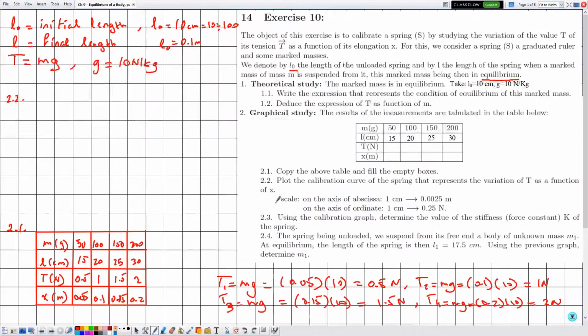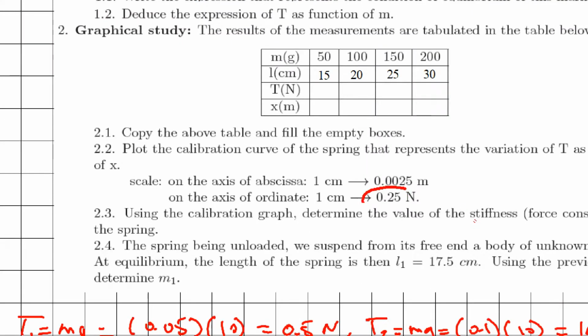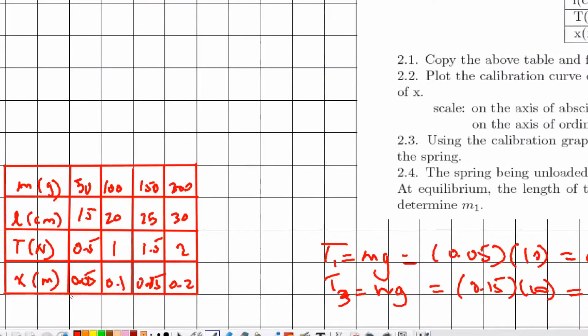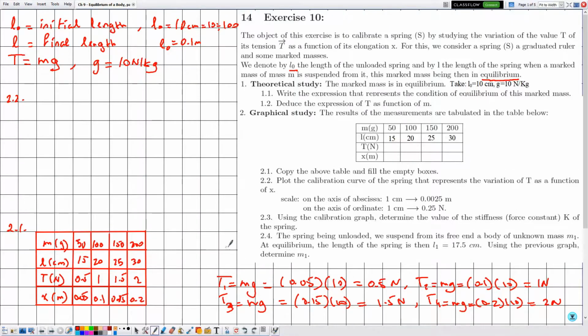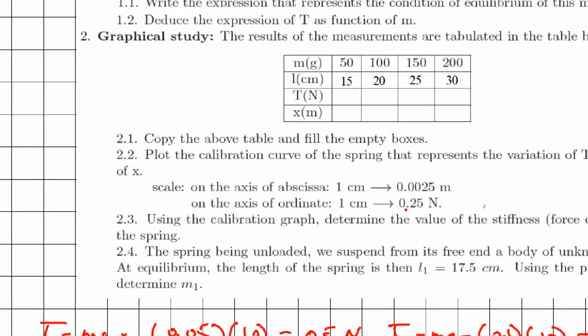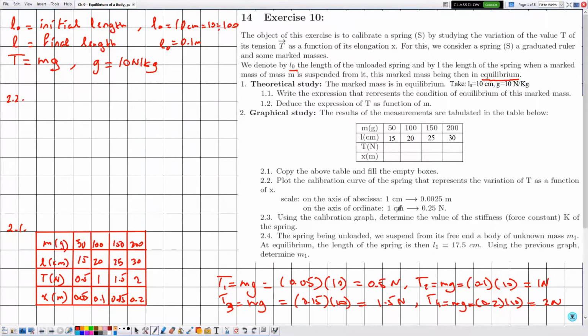But before we plot the curve, we need to take a look at the values. They are telling us 0.25 newtons, and the maximum value that we want to plot is 2 newtons. So we need 8 divisions along the y-axis in order to reach 2. Starting from 0, 0.25, 0.5, 0.75, 1, 1.25, and so on until we reach 2. Then we need 8 divisions along the y-axis.